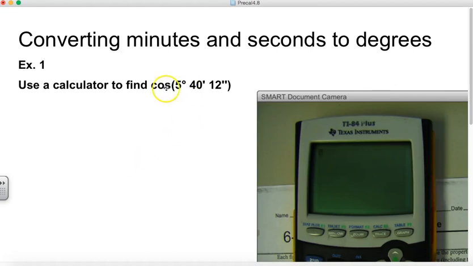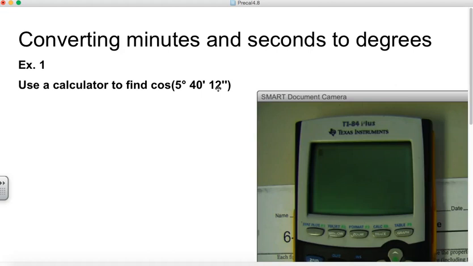So right here you can see this says cosine of 5 degrees, 40 minutes, and 12 seconds. That's how you'd say that when you see it with the degree. What a minute is essentially a 60th of a degree. So if you could take 1 degree and cut it into 60 pieces, each of those would be a minute. And if you could take those and cut them down into 60 pieces each, that would be a second.